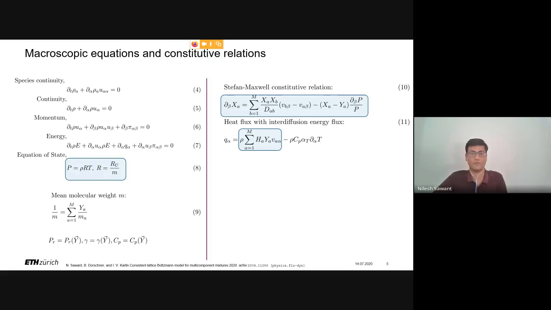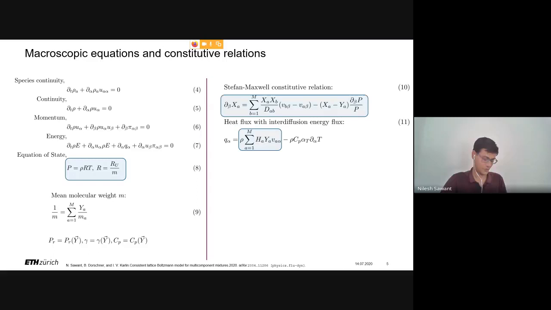What is new here is equation 8, the equation of state, which now has the specific gas constant instead of the universal gas constant. The specific gas constant is the universal gas constant divided by the mean molecular weight, which can be readily calculated from the mass fraction. Also to note is that the Prandtl number, the adiabatic exponent, and the specific heat are all composition dependent, and they naturally change in the flow. For constitutive relations, I did not write the obvious ones, but the important one is that we recover the Stefan-Maxwell constitutive relation given by equation 10. The first part of it is the pairwise species interaction, and the second part is barodiffusion. As for the heat flux, we have the usual Fourier heat flux, and then we have the interdiffusion energy flux, which is the heat flux caused by diffusion of the species.